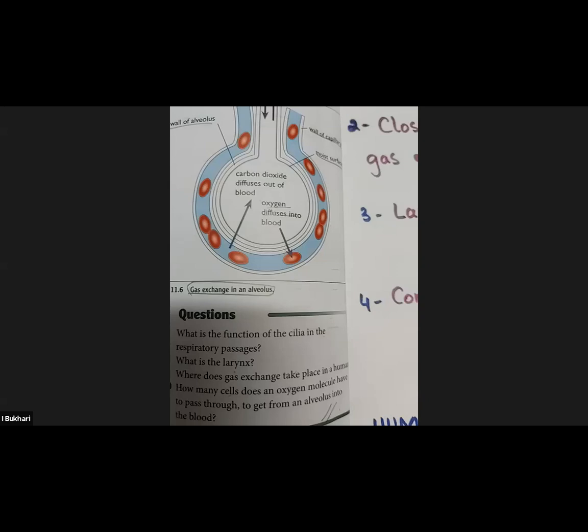Yes, Amna, voice box is the answer. What is the larynx? Voice box. Voice box is where you have the vocal cords. Okay, where does gas exchange take place in a human? Yes, across the alveolar walls of the alveoli. The more specific your answer is, the better it is. You can just say alveoli, but you can be more specific. You can say alveolar walls.